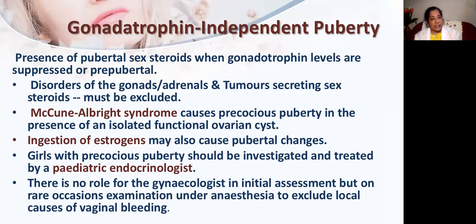Now, there's a condition known as McCune-Albright syndrome. This causes precocious puberty because of an isolated functional ovarian cyst. Ingestion of estrogens may also cause pubertal changes.